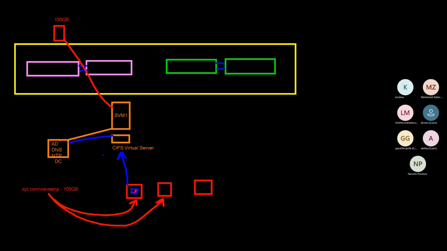What will the virtual CIFS server do? It will first send that information to the Active Directory domain server and ask Active Directory to check whether Naveen P is part of our Active Directory domain or not. And not only that, it will also ask Active Directory to validate the password.